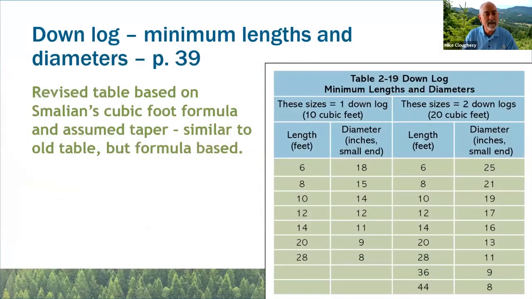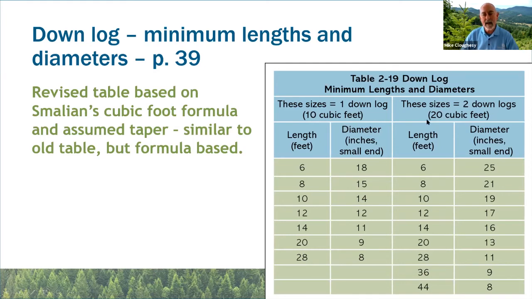In terms of the down logs, there's a table in the book, and this we revised in this latest issue, and it shows how long and what diameter you need to have on the small end to have 10 cubic feet. And I got to give a shout out here to Doug McGuire at OSU, because he helped me come up with this table, because most tables, you have to have both diameters of both ends and the length. But with this table that Doug was able to develop for me, you only need the small end diameter and the length. So you can see if you have an 18-inch diameter log, it only has to be 6 feet long. But if you have an 8-inch diameter log at the small end, it needs to be 28 feet long in order to get 10 cubic feet.